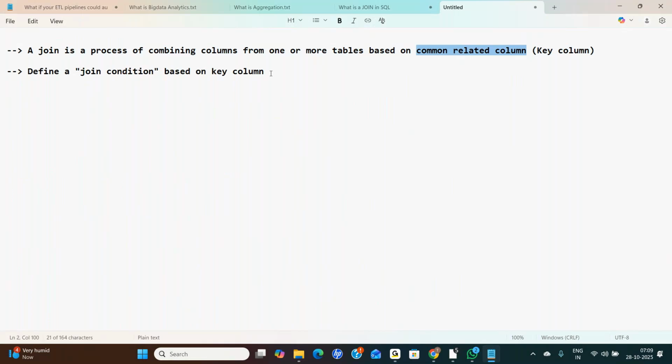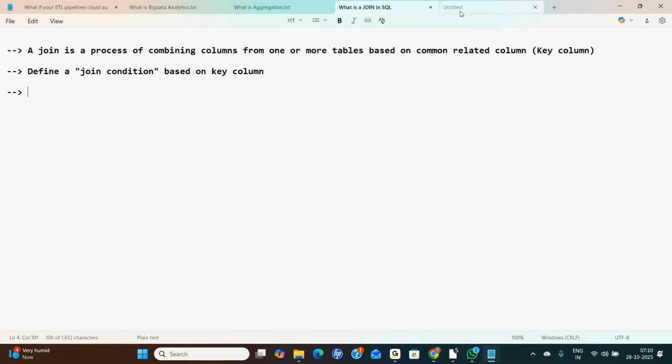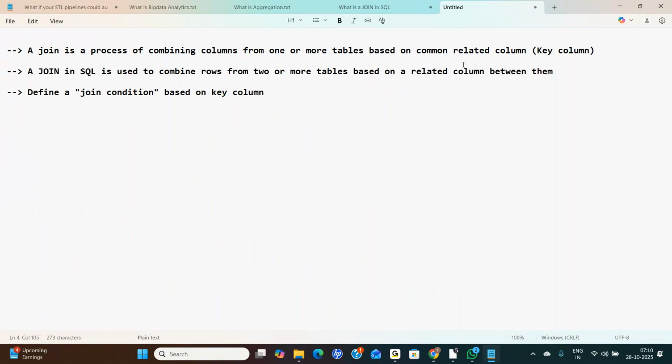If you want, I can give you one more definition, which I have already written in the main notes. A join in SQL is used to combine rows from two or more tables based on a related column between them. This is one more definition you can use. Which one is comfortable? You can speak out.